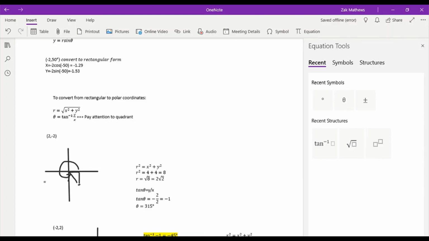In the examples I just completed, I used degrees. You can also use radians for any of these problems.